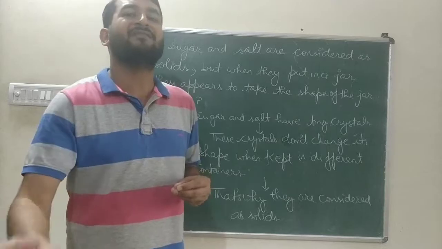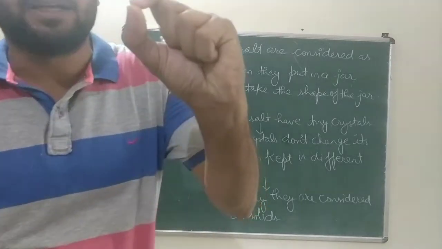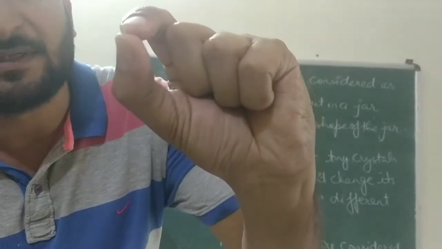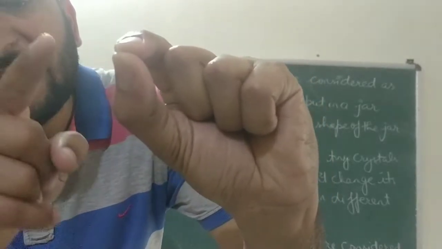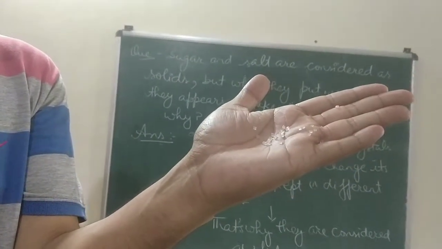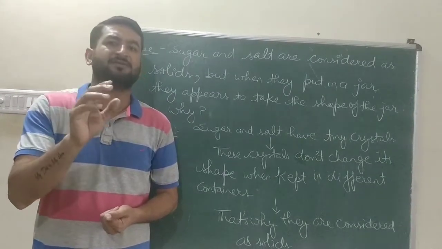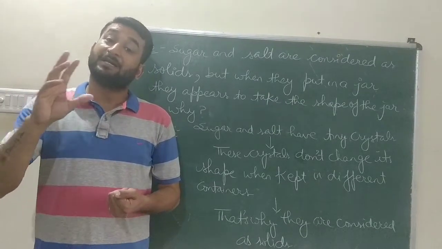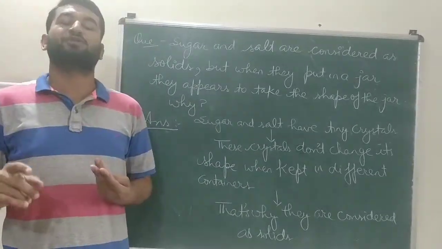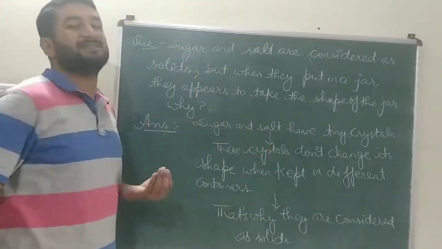Sugar has small crystals. If you see this small crystal here, is it visible? This small crystal has a fixed shape, whether it is in my hand or in the jar. So the shape of the salt and sugar crystals remains the same. But they take the space, the boundary of the container. That is why, as the crystal's shape remains the same, salt and sugar are considered solids.